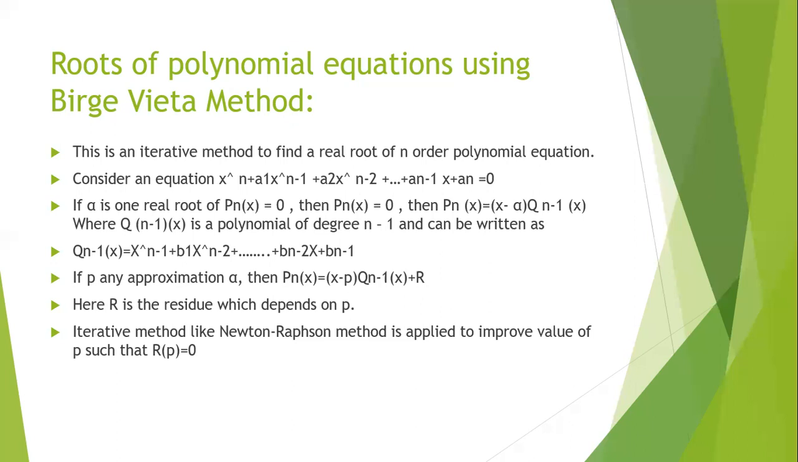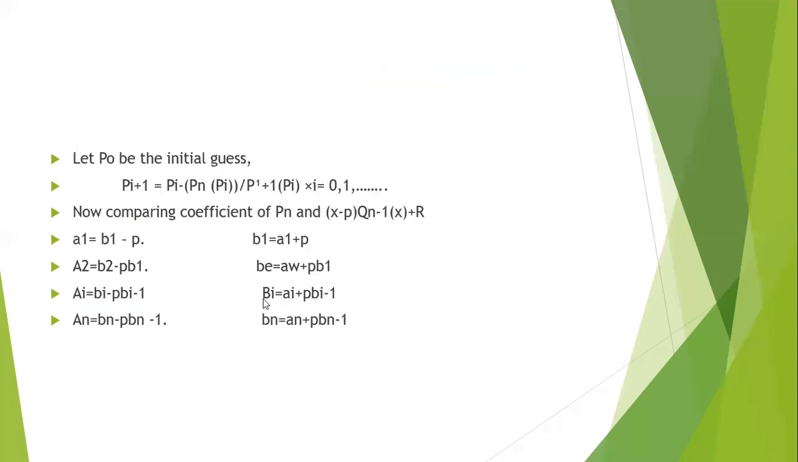An iterative method like the Newton-Raphson method is applied to improve the value of p such that r(p) is equal to 0. Let p0 be the initial guess. Then p(i plus 1) is equal to p(i) minus Pn(p(i)) upon P'n(p(i)), where i is equal to 0, 1, up to 10.